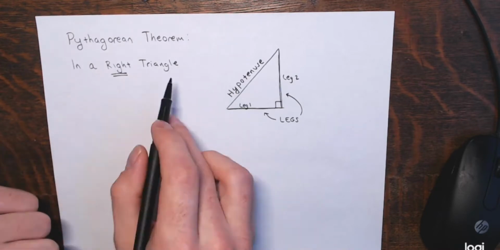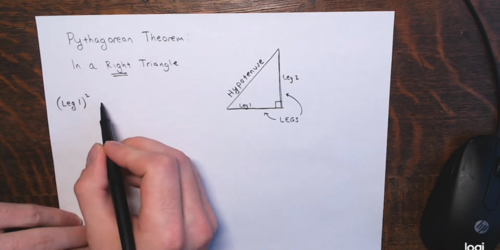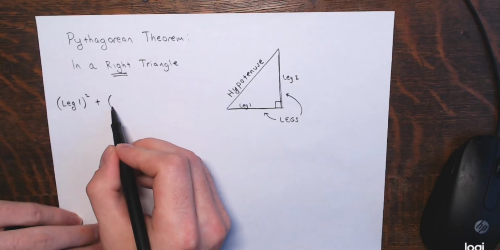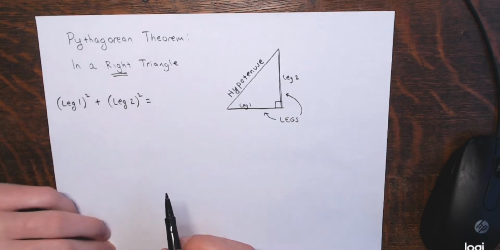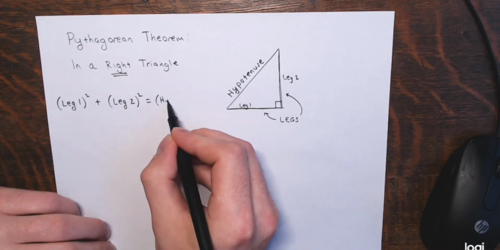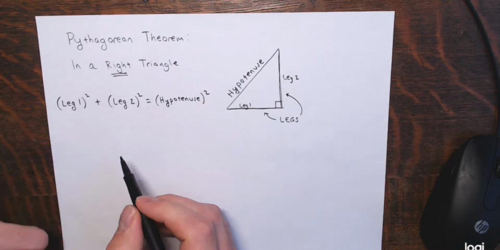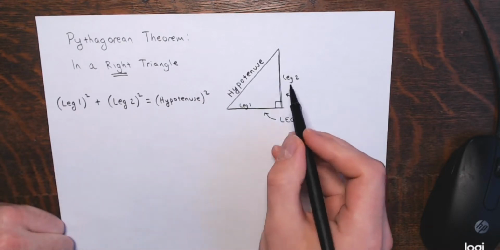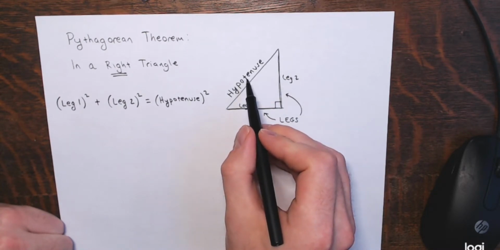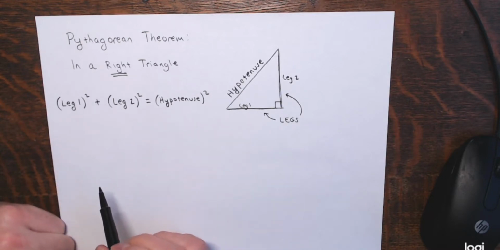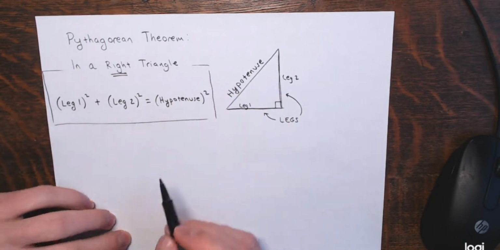So in a right triangle, if you take one leg length and square it, and you add to it the square of the other leg, so leg 2 squared, that will be equivalent to the length of the hypotenuse, that longest side opposite the right angle, squared. And you may have seen this as a squared plus b squared equals c squared. If you call the legs a and b units, and you call the hypotenuse c units, it's a squared plus b squared equals c squared. But it's the sum of the squares of the legs is equal to the square of the hypotenuse.